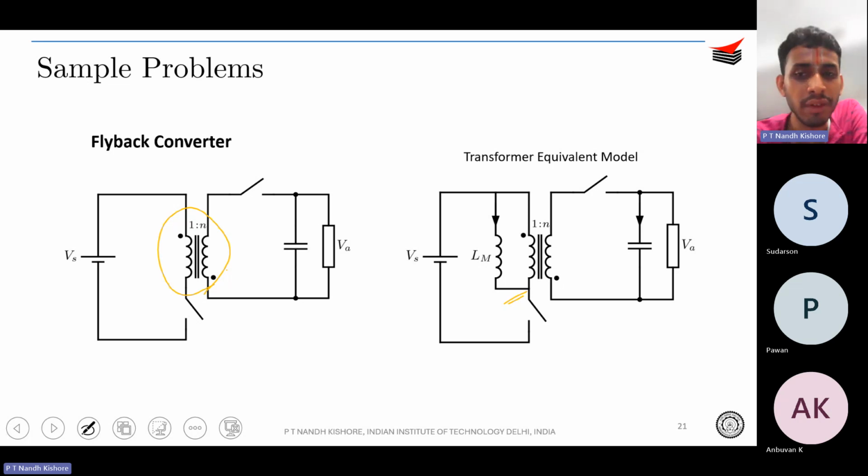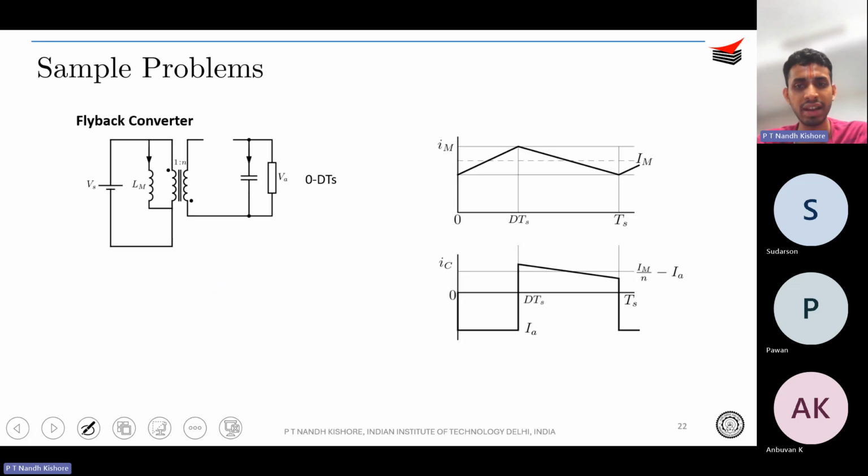So you have your magnetizing inductance. We are referring it to the primary side. You can refer it to any side, primary or secondary, but over here we have referred it to the primary side and we call it LM. Draw this circuit, then life is simpler for you. Now just do the same analysis.